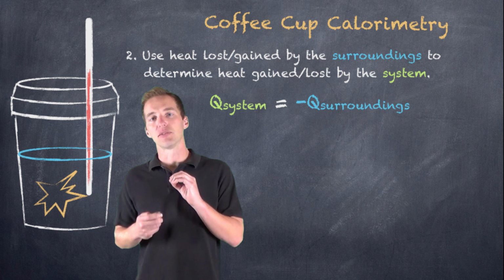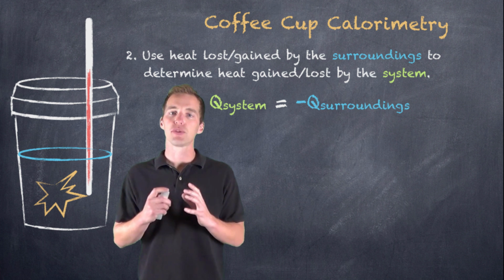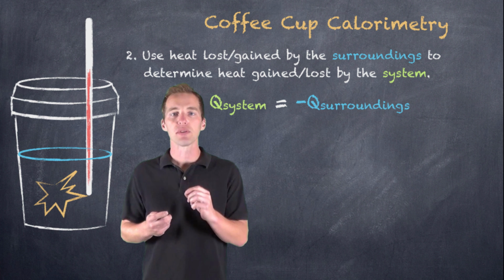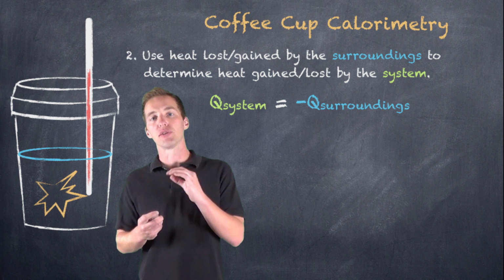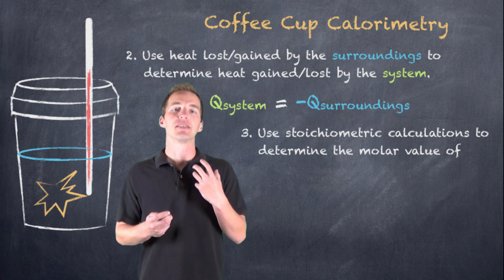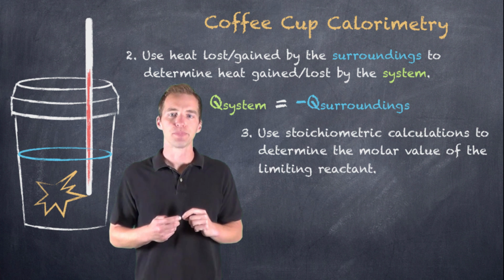Now, this is a straightforward calculation to make, but it's one that students sometimes forget. So you always have to remember, if we're trying to figure out the heat change from the water to the system, we have to change the sign on that Q value.